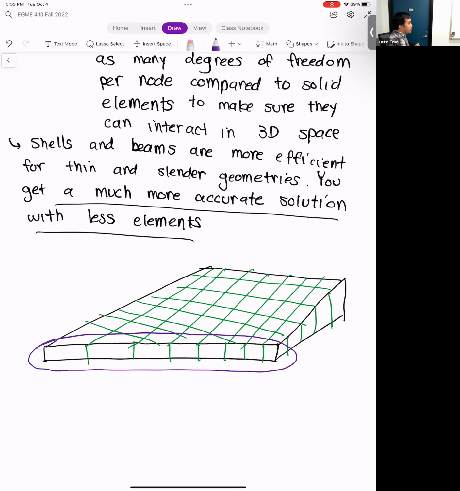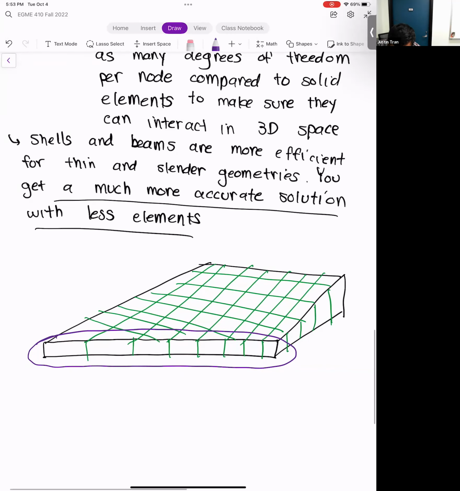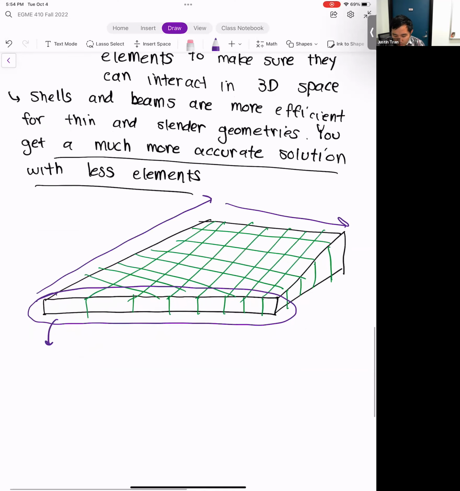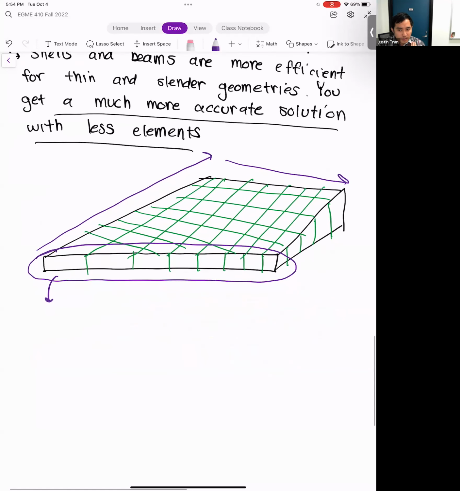I want you to take a look at what kind of mesh density we have going through the thin part of the structure. If we look at the mesh density in the long directions, I'd say you have pretty good mesh density because you have several elements going through those directions. But if we look at the thin direction here, we can see that we only have just one element through the thickness of this part.